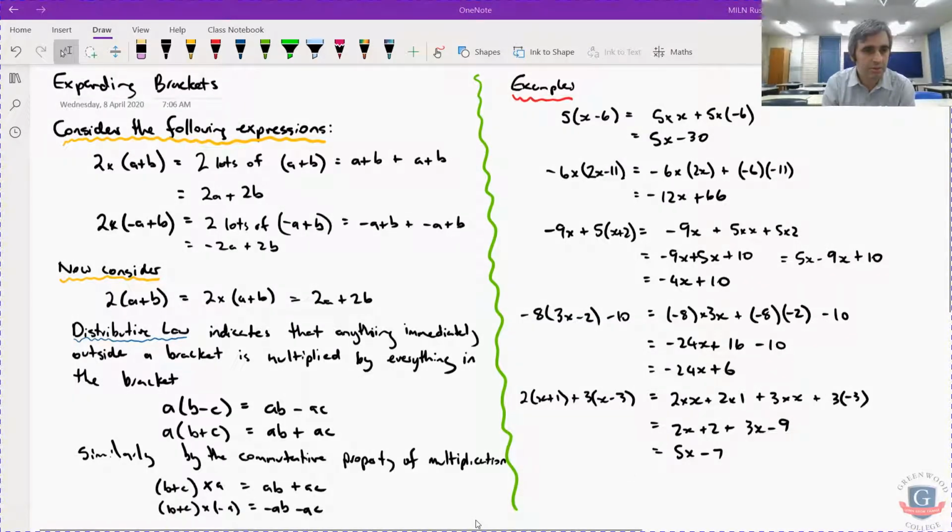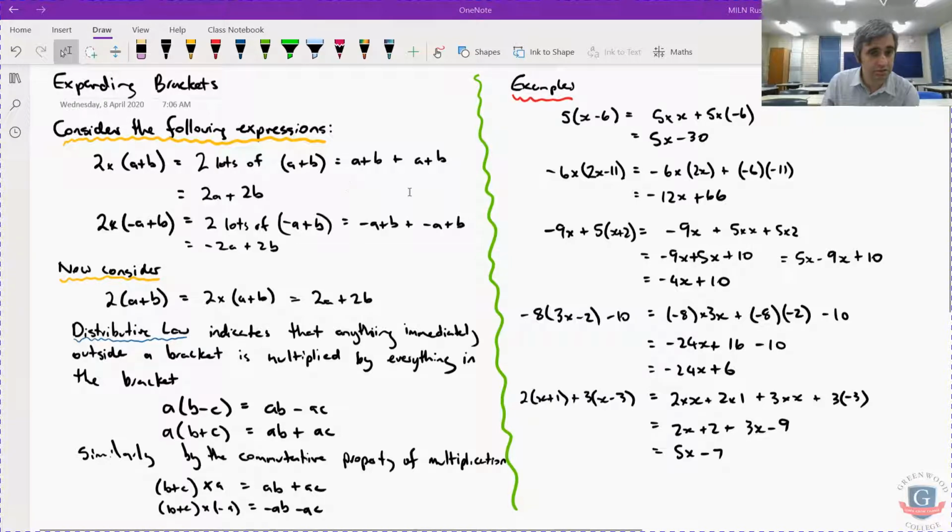Okay, now for the next thing. What we're going to consider is what happens if we multiply a bracket. So here's an expression, 2 lots of a plus b. And what we're going to do in this case is just write it out as if we've got 2 lots of a plus b. Here's the first lot here, here's the second lot.